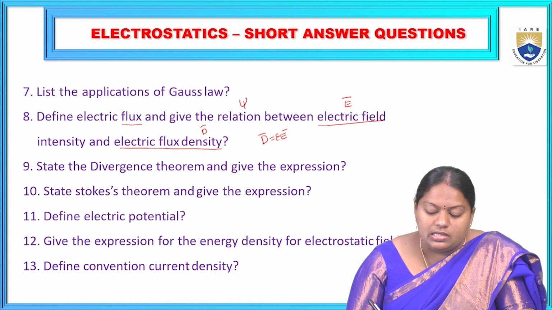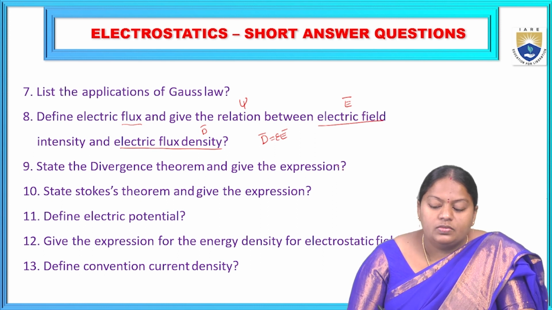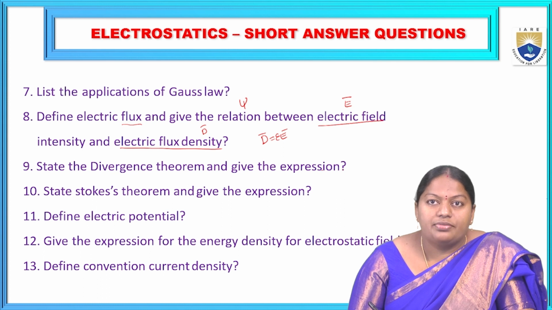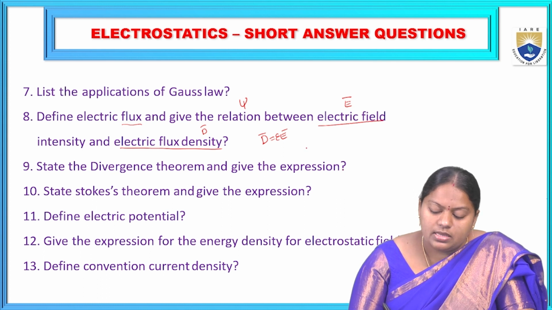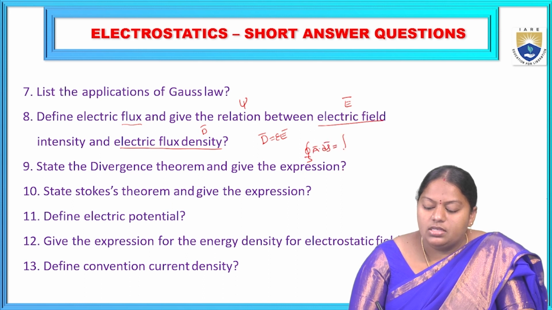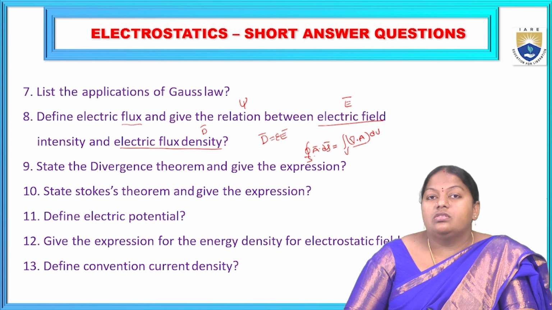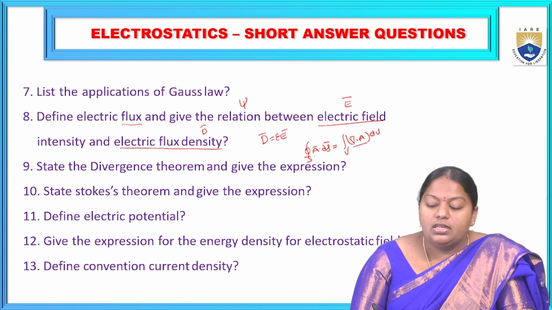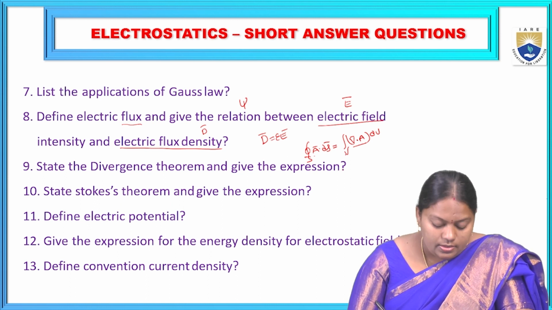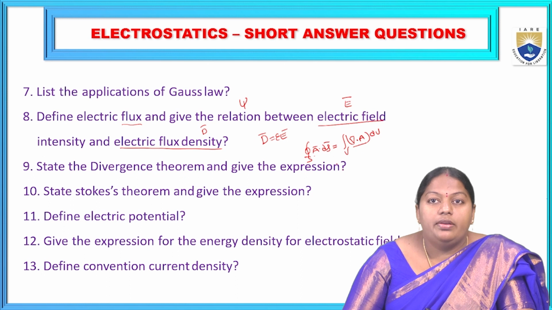Next, state the divergence theorem and give the expression. The flux passing through any closed surface is the same as the net charge enclosed by that surface, and that is given by the equation: closed surface integral over S of A dot dS is equal to integral over V of del dot A dV. Here A is the vector, and del dot A is the divergence of the vector field. The divergence theorem gives the relation between surface and volume integrals.